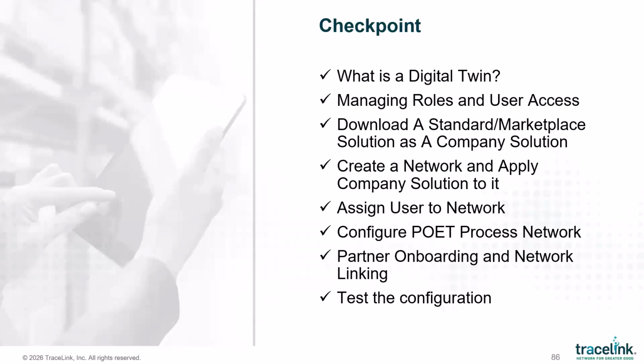So that brings us to the end of this training session. First, we took a look at what a digital twin is, how to manage roles and user access, how to download a standard or marketplace solution as a company solution, how to create a network and apply the company solution to it, how to assign a user to a network, configure the Poet Process network, how to onboard a partner and link them. And finally, we tested the configuration.